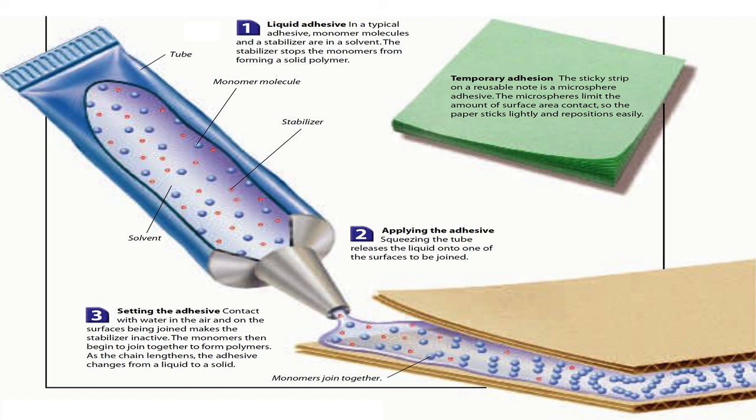The Post-it, temporary adhesion. The sticky strip on a reusable note is a microsphere adhesive. The microspheres limit the amount of surface area contact, so the paper sticks lightly and repositions easily.